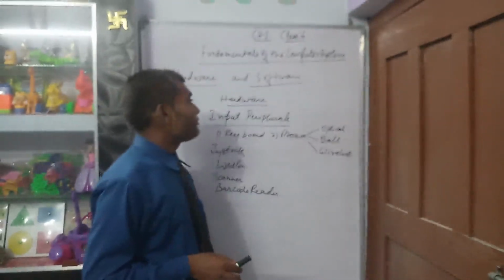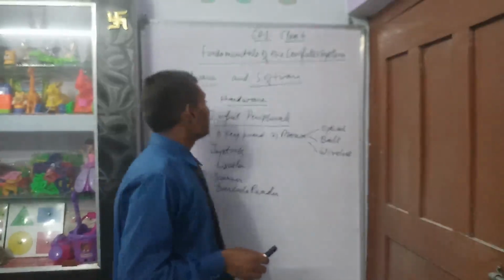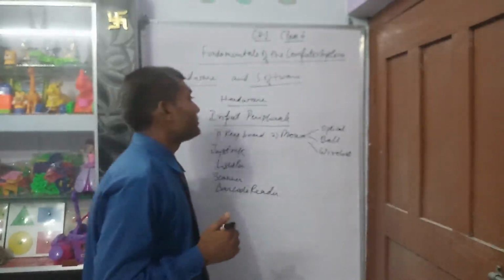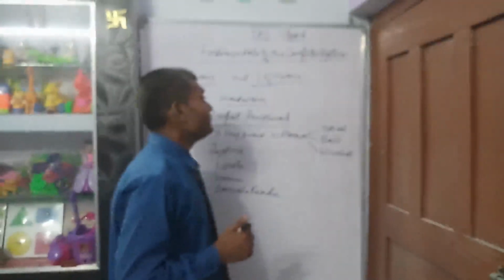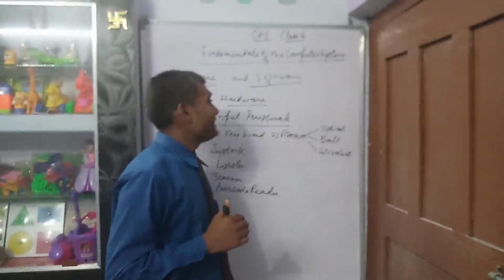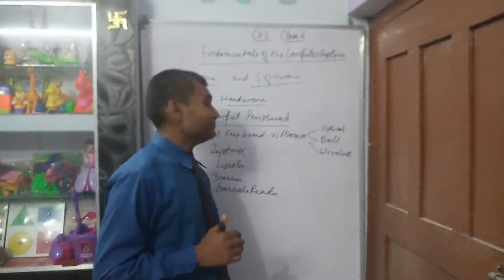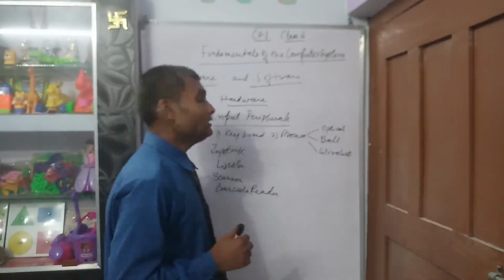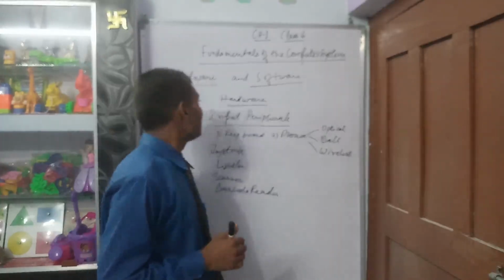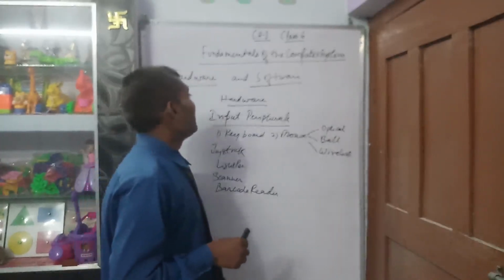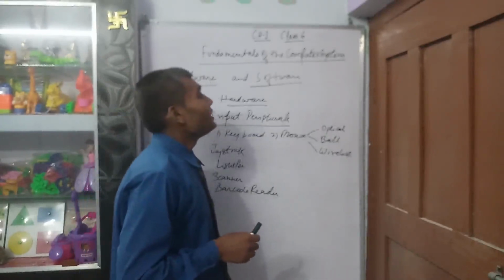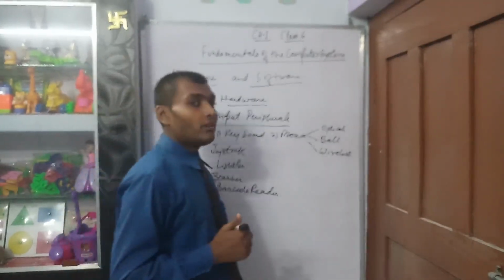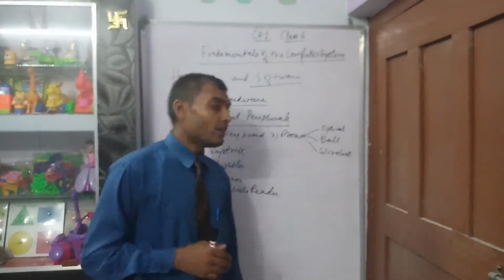So first of all, what is hardware? Hardware are those parts of the computer system which you can touch and see. That is, they are the tangible parts of the computer system. Now, hardware consists of many input devices and output devices.